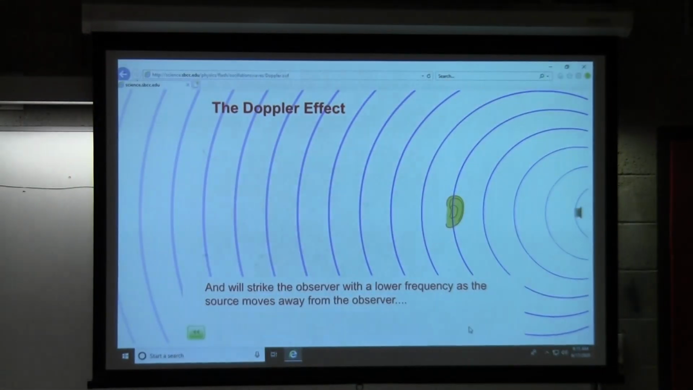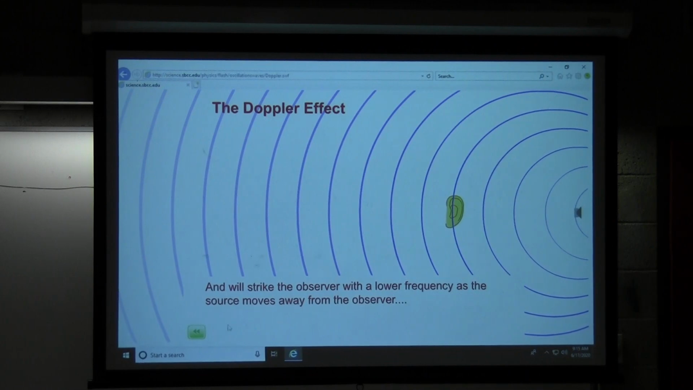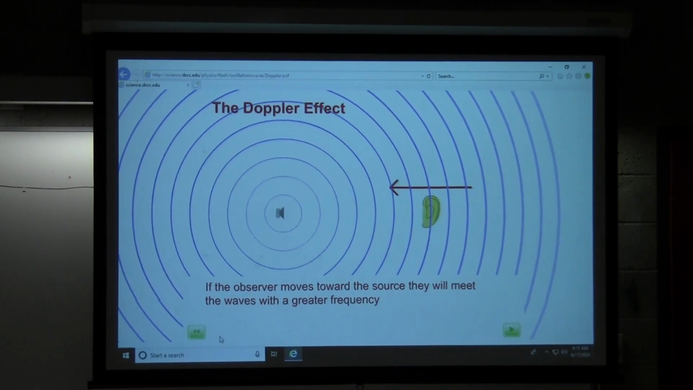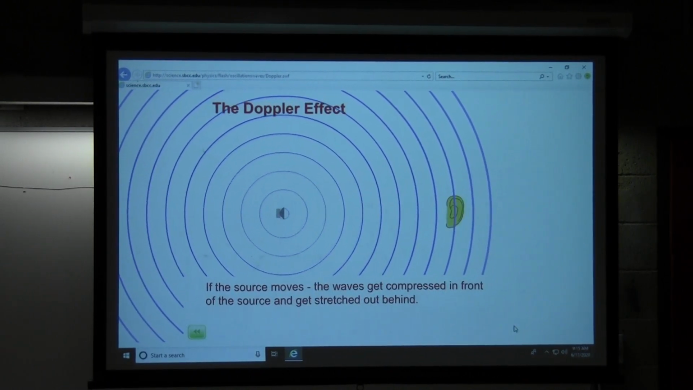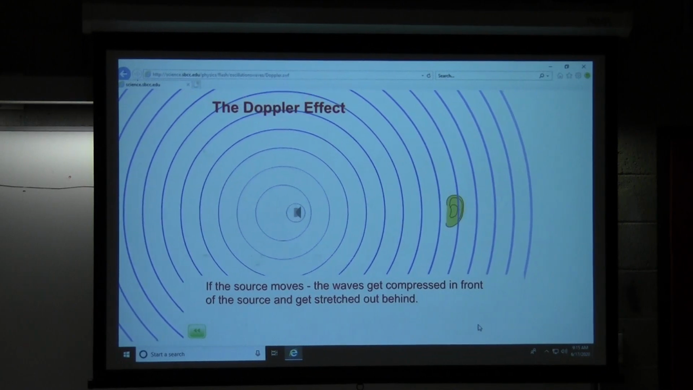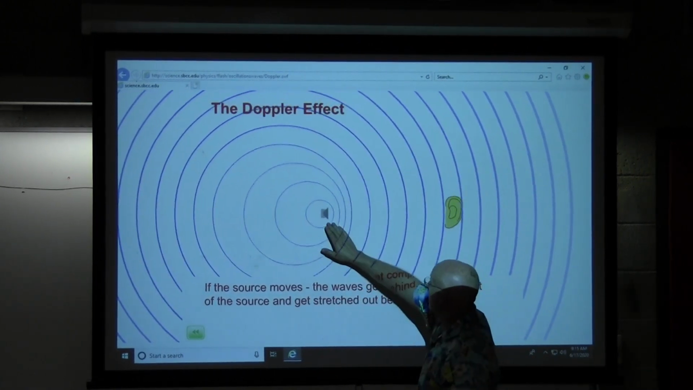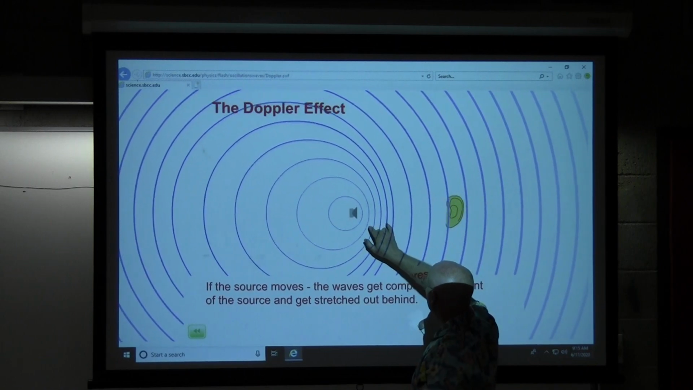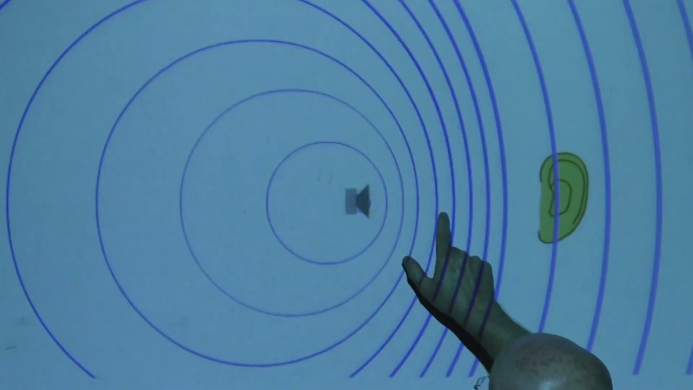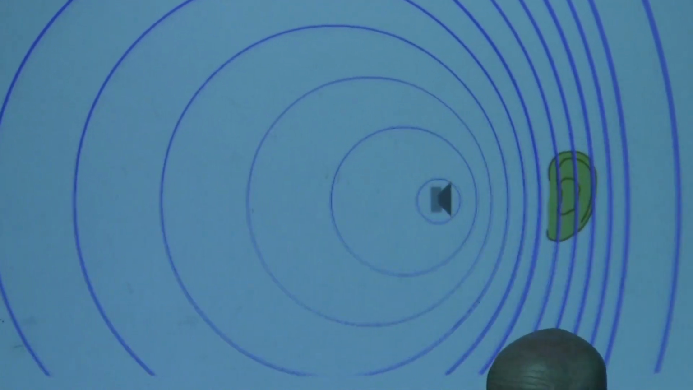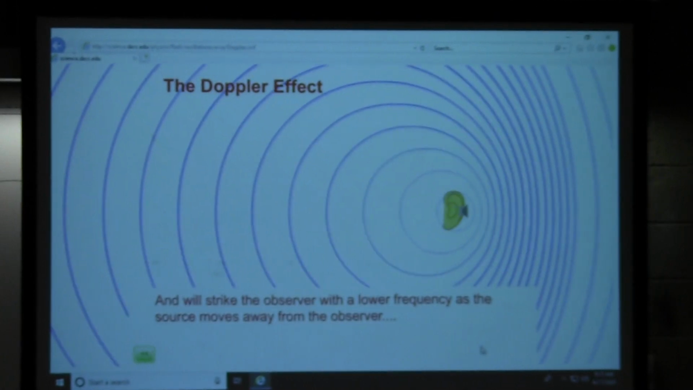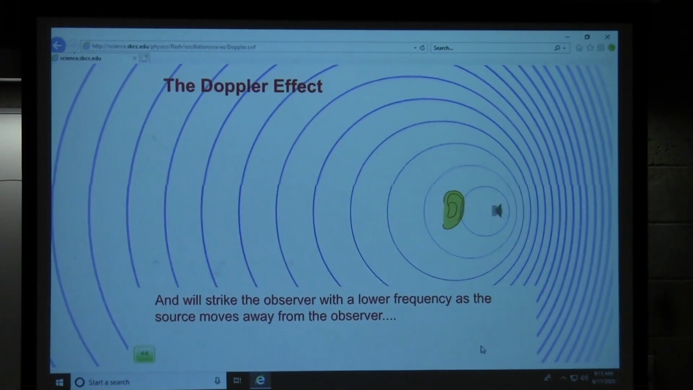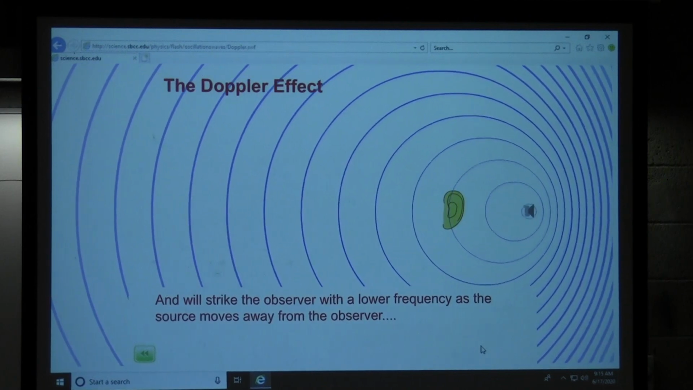What would happen if you were moving faster than the source? Let me just springboard to here. See how the source is moving and crunching the waves together, but it's moving slower than the waves themselves. What if this actually went faster than the wave? What will happen is we will get a shock wave. It's what I would call an extreme Doppler effect is what a shock wave is.